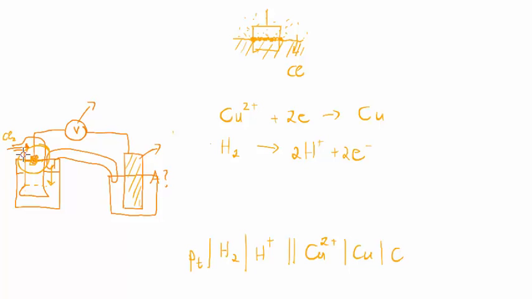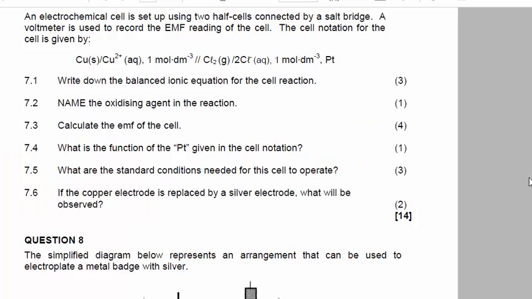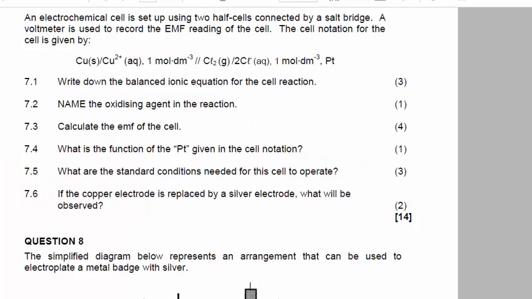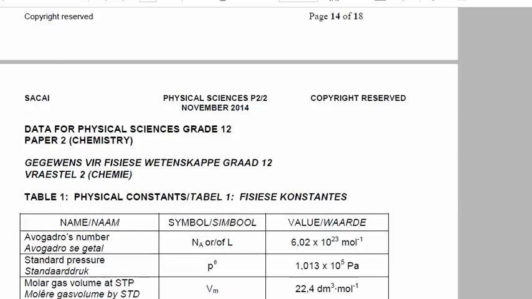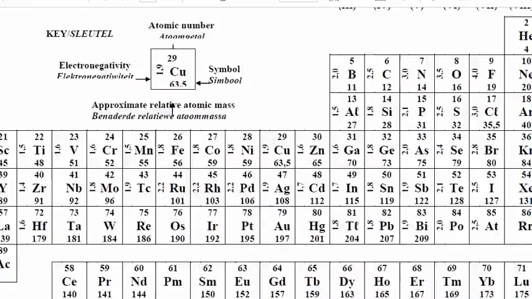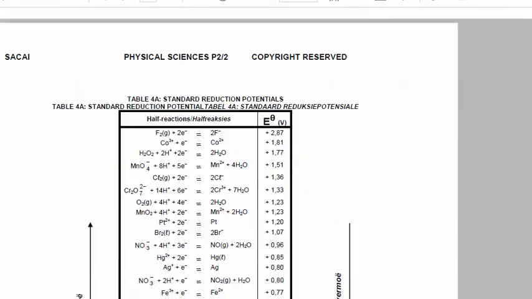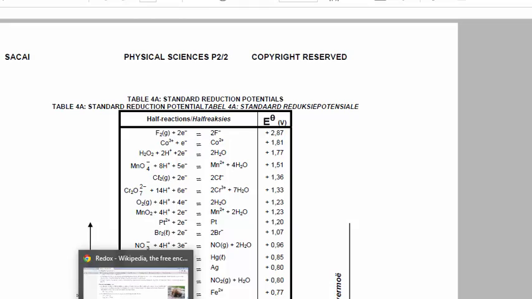Chlorine is right there on the far side. It desperately wants electrons, so you'll see chlorine on this table should also be very high, one of the highest. It's got a very high desire for electrons as well. So very likely, chlorine.